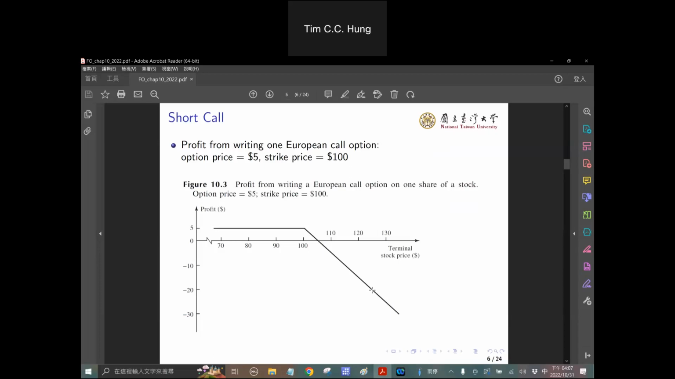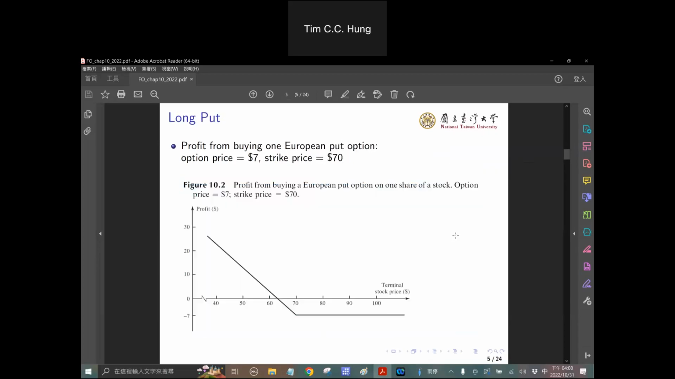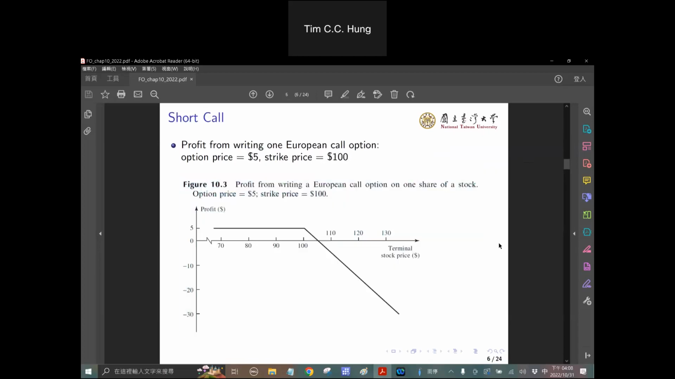You can see that the short call now is like a mirror image, but in the vertical sense, compared to a long call. The long call and the short call are like a mirror image in the vertical sense. If we draw the payoff line once again, let me use another color. If we are to draw the payoff diagram of a short call, it is a flat line over here and then another 45-degree line that goes down.